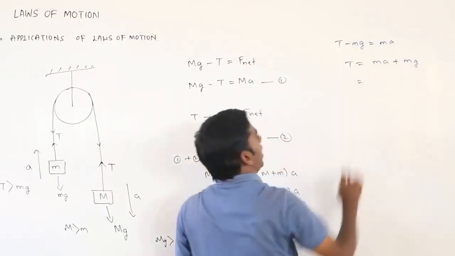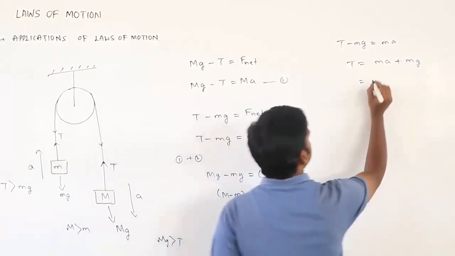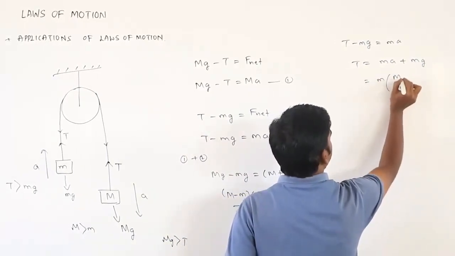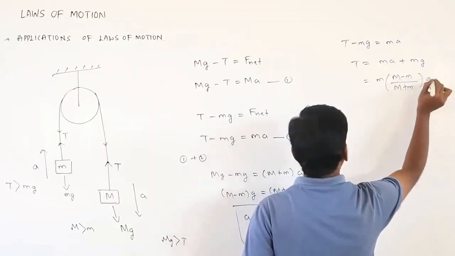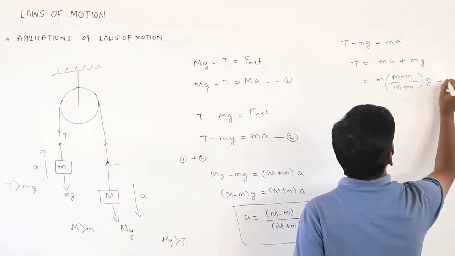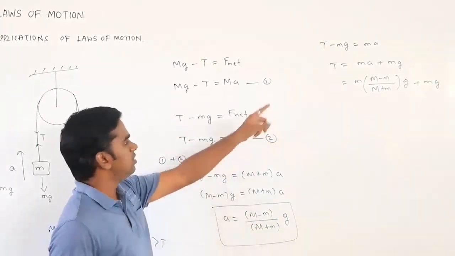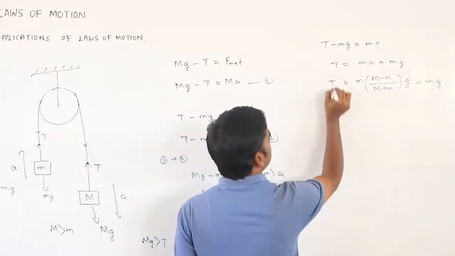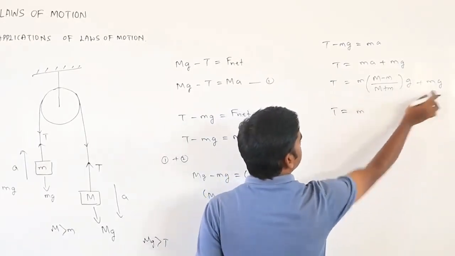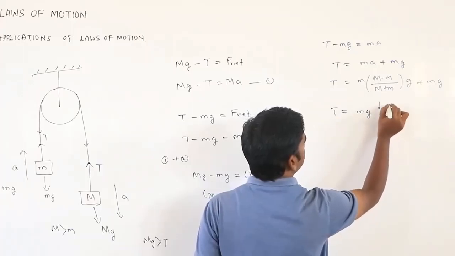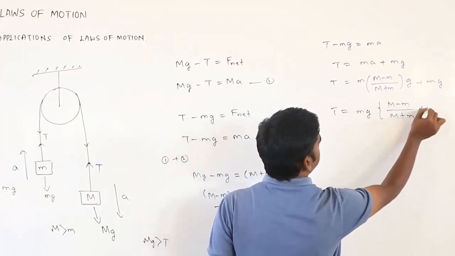So m into A. So A I will substitute with this one. So m into (M minus m divided by M plus m) into G, plus m into G. I am just substituting the value of A in the second equation. So T equals, take mg common. Here also mg is there. Mg I will take common. So what remains is (M minus m) divided by (M plus m), plus 1.